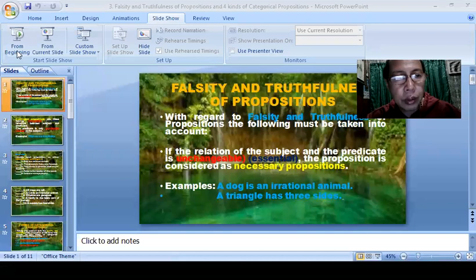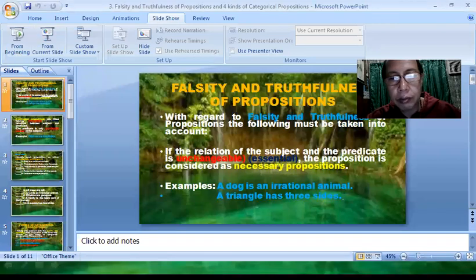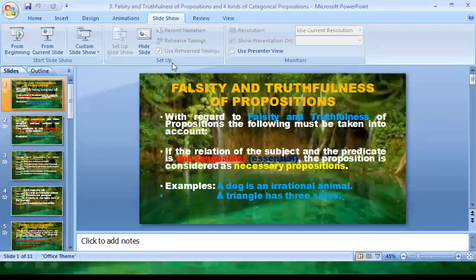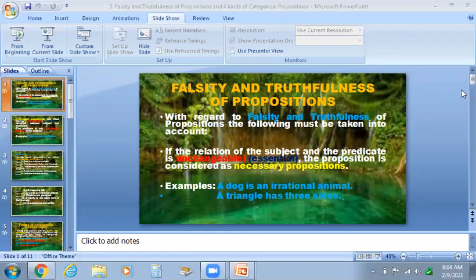So, class, we shall discuss now the falsity and truthfulness of propositions. With regard to falsity and truthfulness of propositions, the following must be taken into account. If the relation of the subject and the predicate is unchangeable, ibig sabihin, essential, that adheres to the nature of the thing, then it is a necessary proposition, essential. For example, a dog is an irrational animal. That is really true. No?